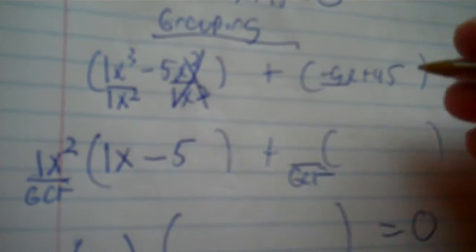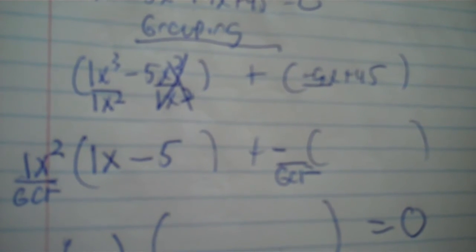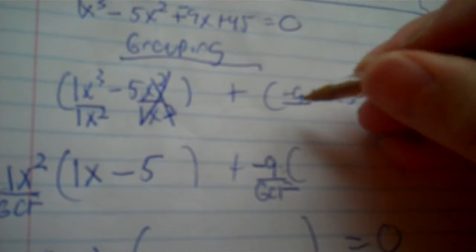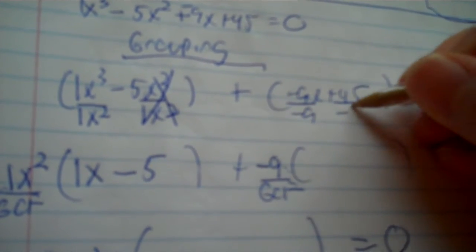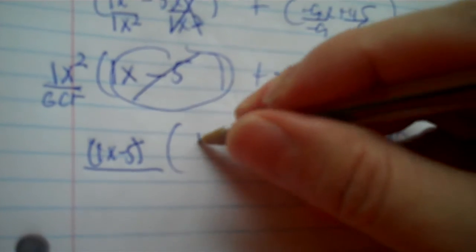Okay, 9 and 45, first off you need a negative whenever that first number is negative. Then 9 and 45 are both in the 9th row together, but we cannot put an x with that because a 45 doesn't have an x to take from. So it's going to be 1x minus 5. Now the parentheses match, that's good. Make sure they're identical, and you put that expression out here. Then in here you put 1x to the second minus 9.